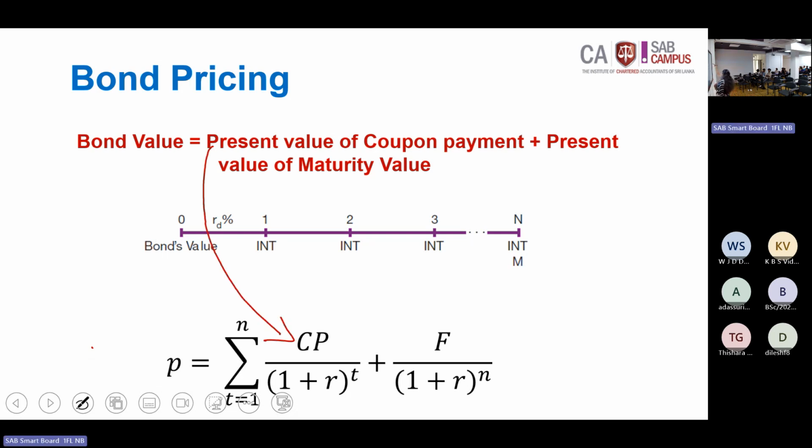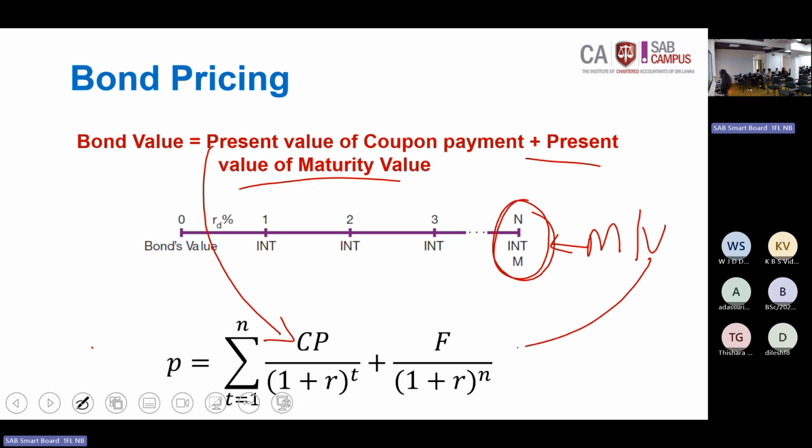And then the present value of the maturity value. At the end of this nth year, we are getting the maturity value. So this is how you can convert the future maturity value into the present context: F, that is face value, divided by 1 plus R to the power n. N equals the end of the maturity period, or else the number of years, because we are converting like this.